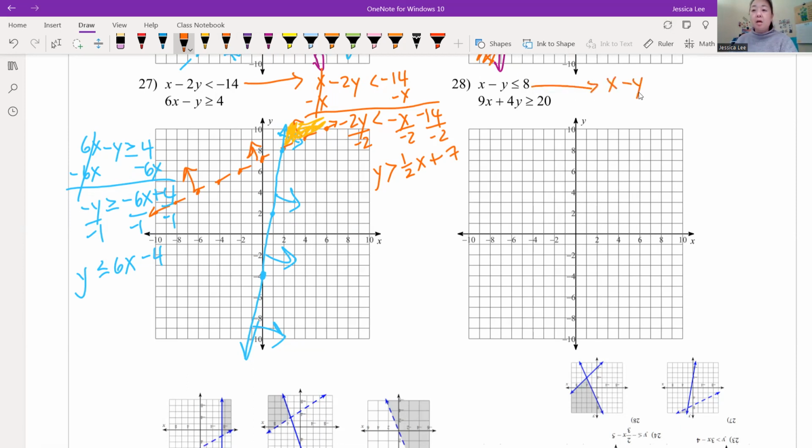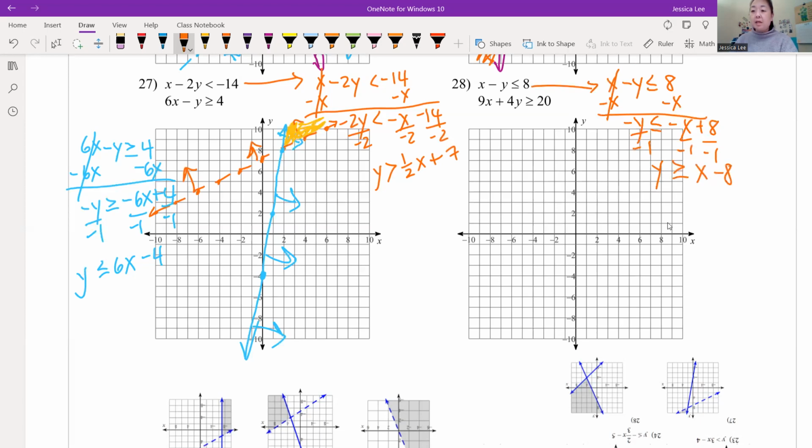So x minus y less than or equal to 8. For me personally, I would just do these by intercepts, but I'm just going to do it this way. And then we're going to divide by -1 on everything. So y is going to be greater than or equal to. Remember, we flip it.